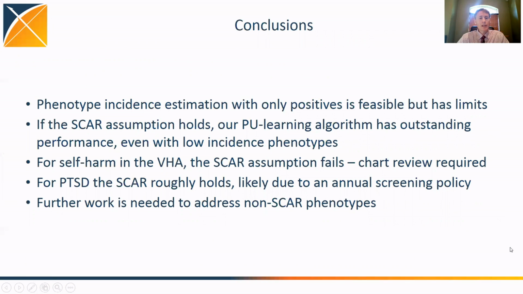To summarize, phenotype incidence estimation with only positives is feasible but has limits. If the SCAR assumption holds, our PU learning algorithm has outstanding performance even with low incidence phenotypes. However, for self-harm in the VHA, the selected completely at random assumption seems to fail and chart reviews are required to estimate incidence. For PTSD, the SCAR assumption appears to roughly hold, likely due to an annual screening policy. Further work's needed to address non-SCAR phenotypes.